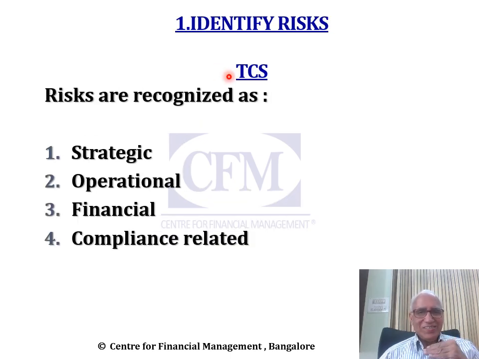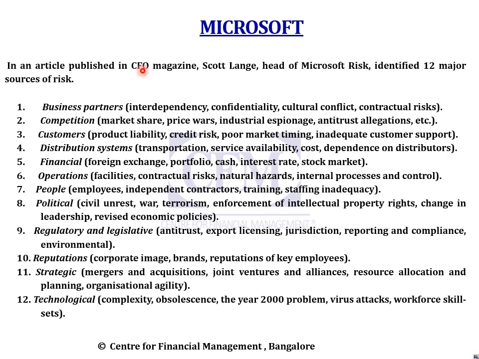Identify risks. For example, TCS has recognized risks as follows: 1. Strategic, 2. Operational, 3. Financial, 4. Compliance related. In an article published in CFO magazine, Scott Lange, head of Microsoft Risk, identified 12 major sources of risk: business partners, competition, customers, distribution, financial, operations, people, political, regulatory and legislative, reputation, strategic, and technological.